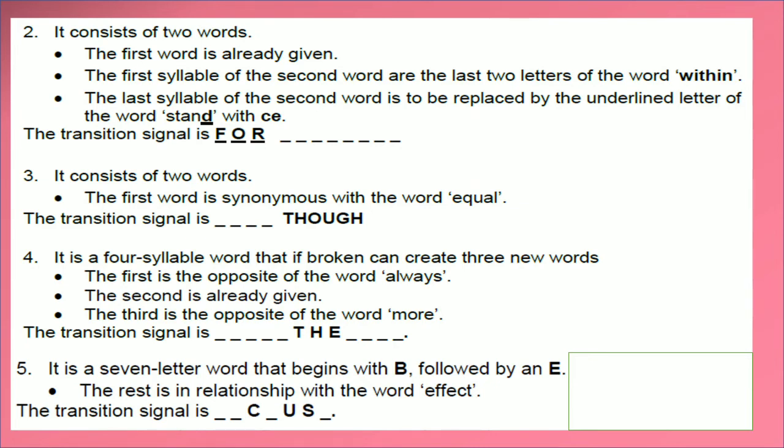Number 3, it consists of 2 words. The first word is synonymous with the word equal. The transition signal is blank blank blank blank though.